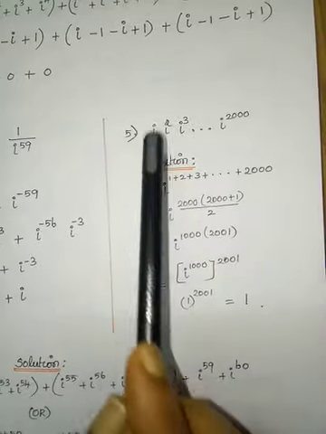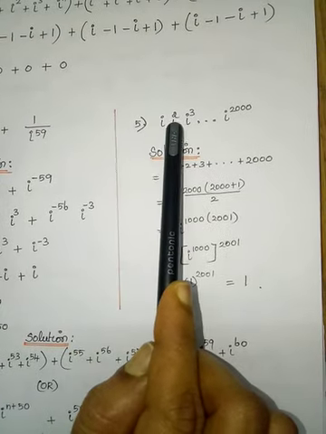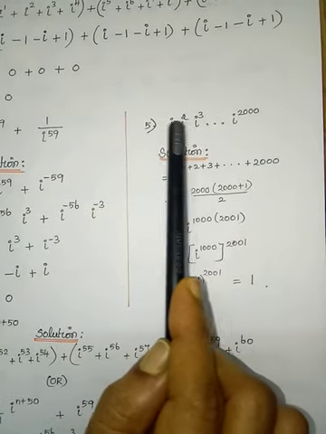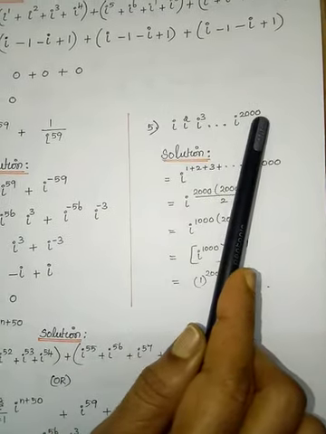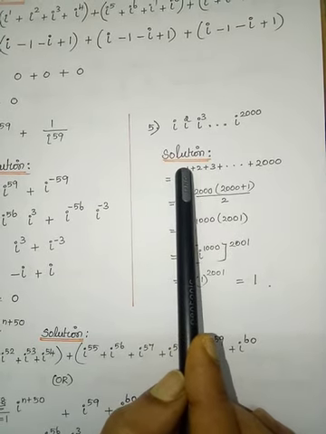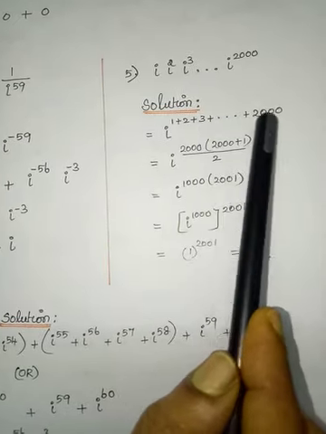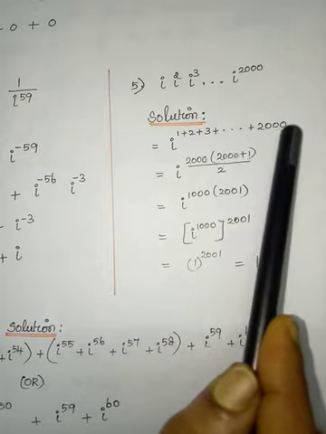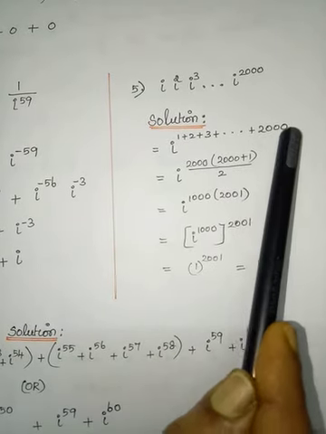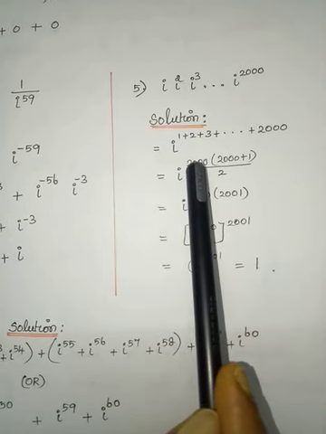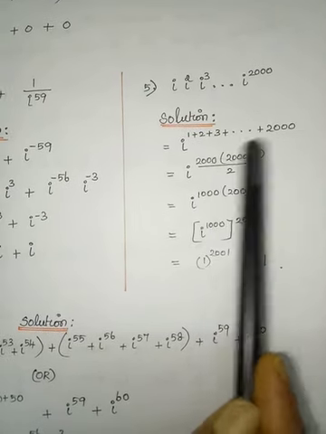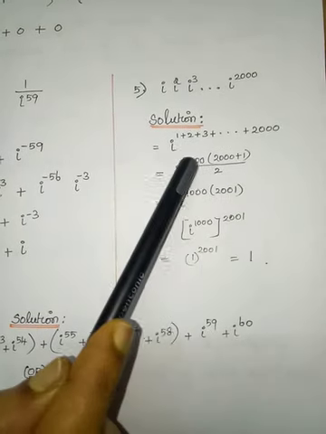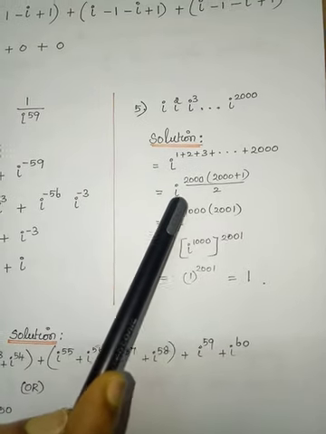This is the question. We are going for the solution. You see that all the i are in multiplication, so the bases are the same. When you multiply, if the bases are the same, you have to add the powers. So the addition of powers is 1 plus 2 plus 3 and so on, up to 2000. It is the sum of the first 2000 natural numbers. What formula will you use? n into n plus 1 by 2. So here n is equal to 2000. So 2000 into 2000 plus 1 by 2. 2000 and 2, when you cancel with 2, your answer is 1000.